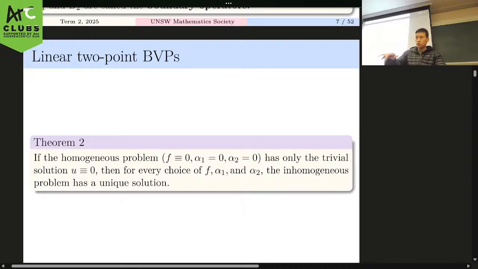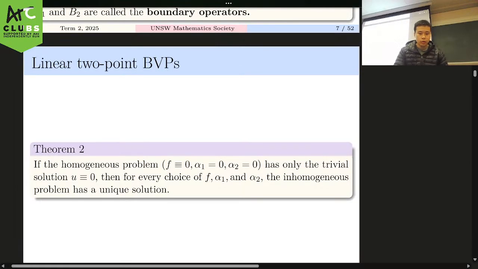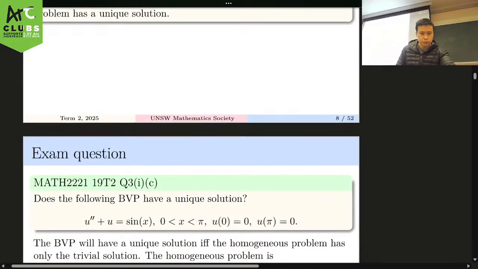If the homogeneous problem only has a trivial solution, that is, if you don't have any other non-obvious solutions, like maybe sine x or e to the x, then for your inhomogeneous problem, no matter what you pick for your f or your alphas, the problem will always have a unique solution. So that's the purpose of this theorem.